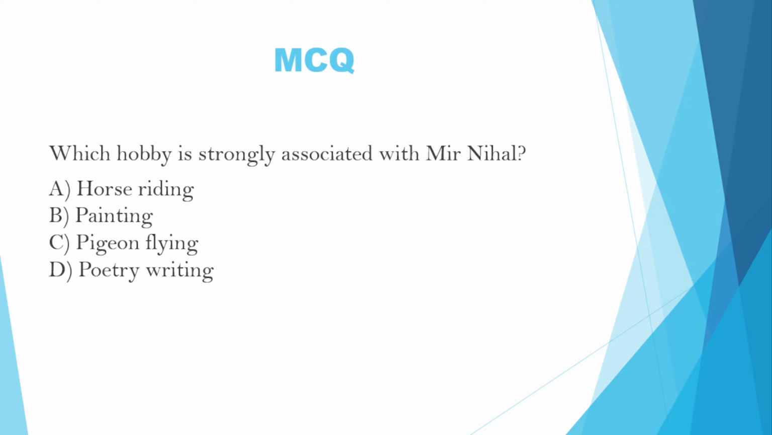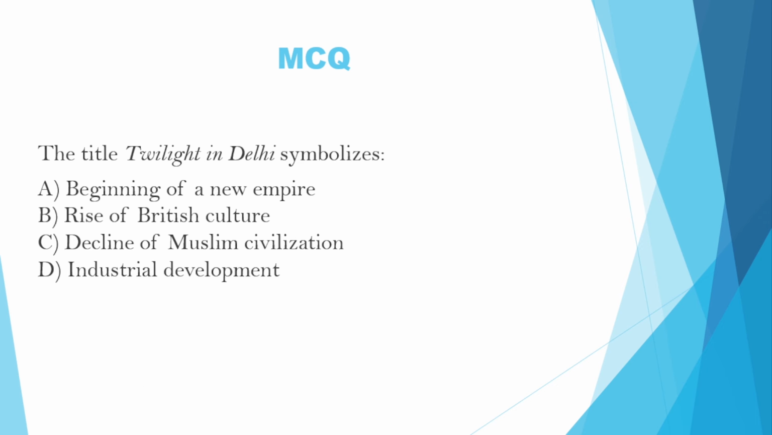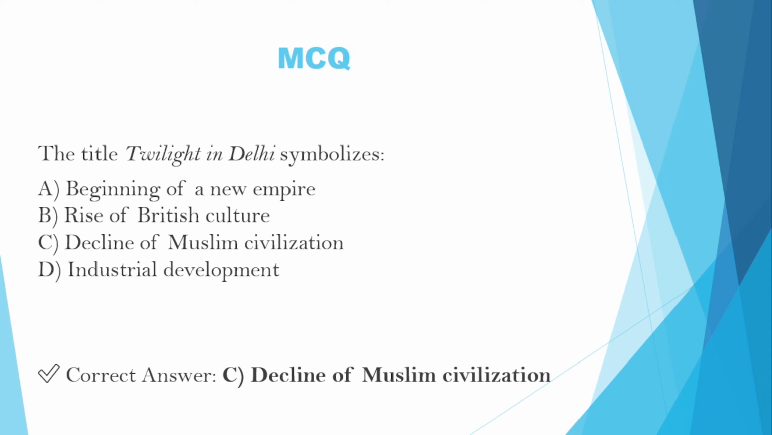Next question is, which hobby is strongly associated with Mir Nihal? Option A horse riding, option B painting, option C pigeon flying, option D poetry writing. The correct answer is C, pigeon flying. Next question is, the title Twilight in Delhi symbolizes option A beginning of new empire, option B rise of British culture, option C decline of Muslim civilization, option D industrial development. The correct answer is C, decline of Muslim civilization.